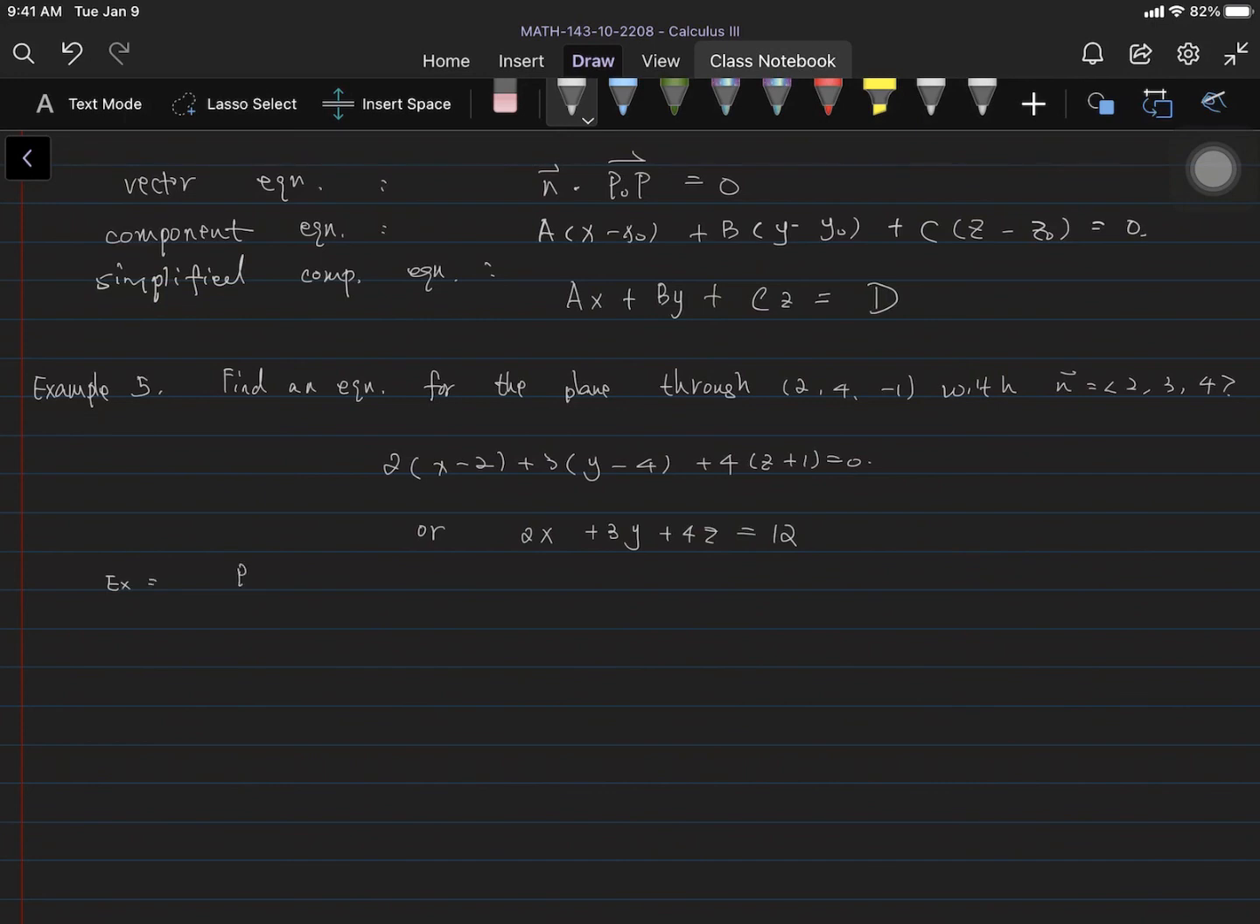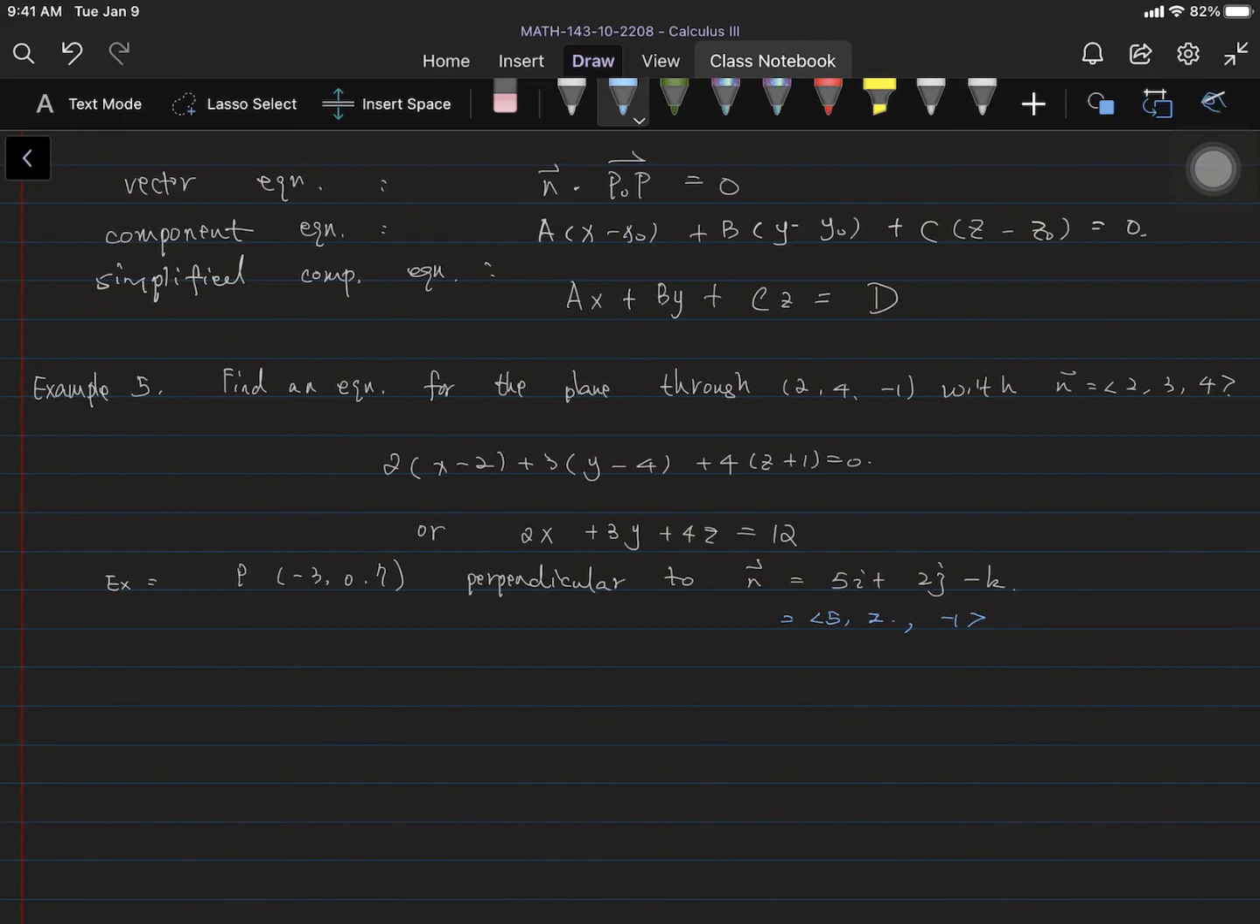Exercise. Given a plane through this point, perpendicular to this vector. Okay, like this. We can just write down the answer directly. Same thing. And the vector, I like to write it this way: 5, 2, -1. So it's not easy to make a mistake.